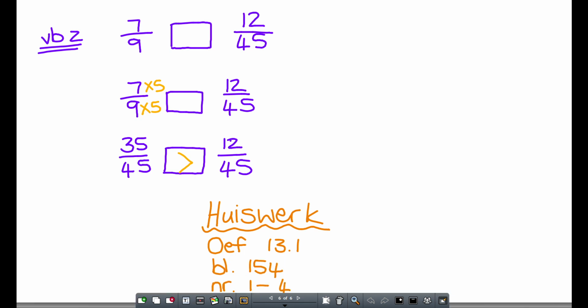Okay, right. There we go. It would have been greater than. The 35 over 45 or the 7 over 9 would be the greater than. Okay, now your homework is exercise 13.1. That is on page 152, not 154. You only do number 1, 2, 3, and 4. Okay? Thank you. Bye.